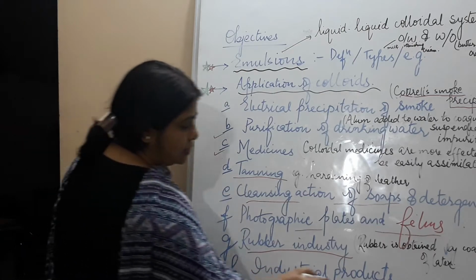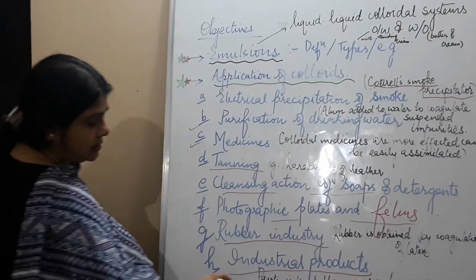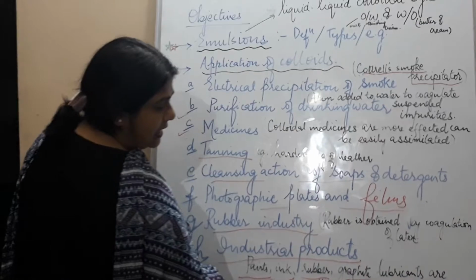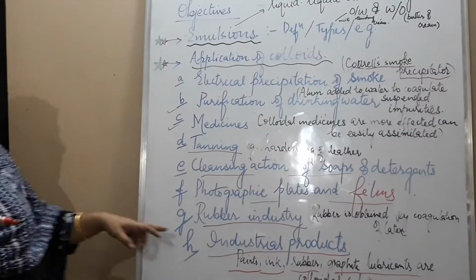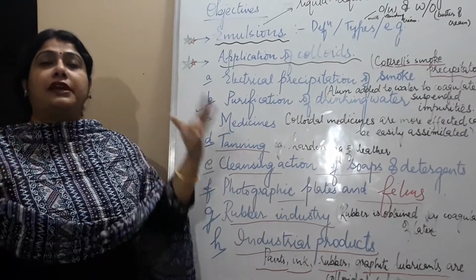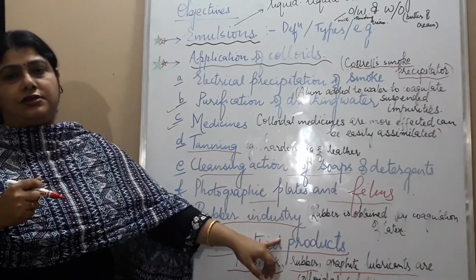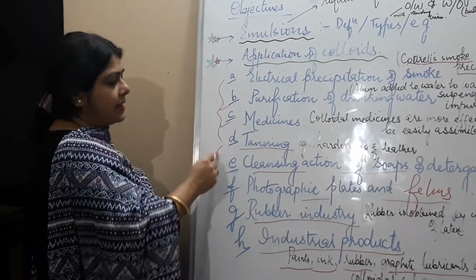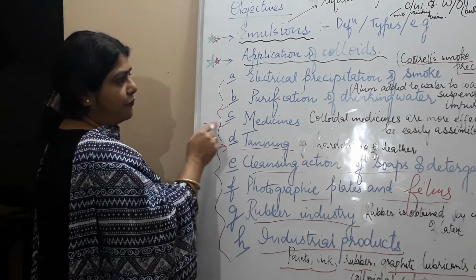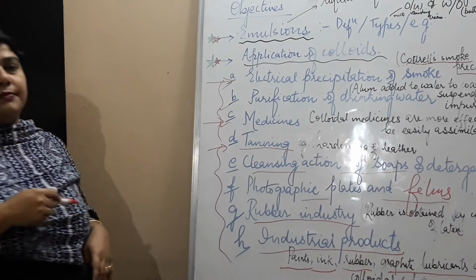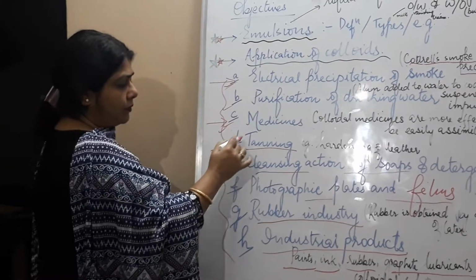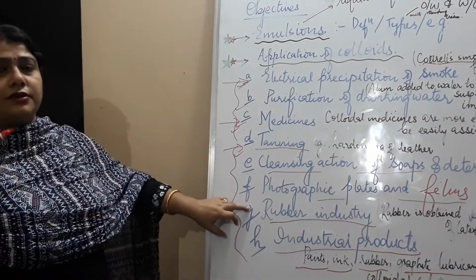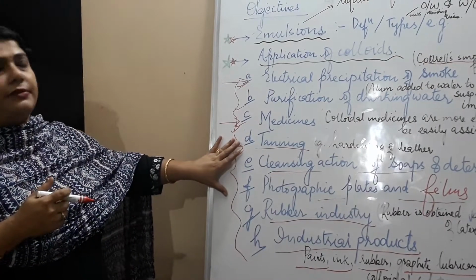The last one is industrial products. In industrial products, we have paints, ink, rubber, and different kinds of lubricants produced from graphite, and these colloidal solutions play a great role in the formation of different kinds of products in various industries. These are a few examples given in your book, and you get some reasoning type of questions, especially from tanning, medicines, and electrical precipitation. These are generally the points from where you can expect reasoning questions this year also.